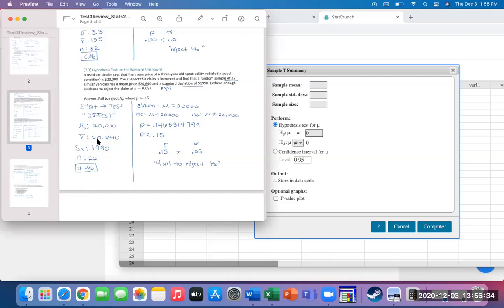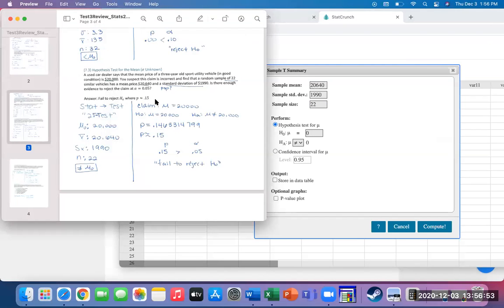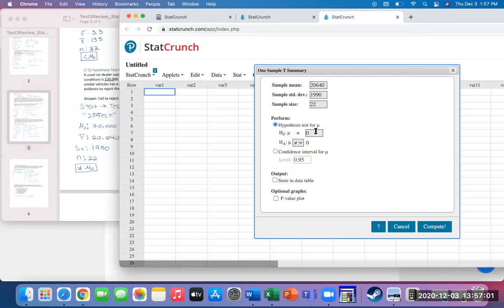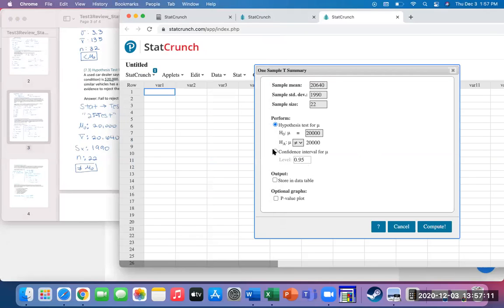So we have a mean, an x bar, of 20,640, a standard deviation of 1990, a sample size of 22, and here we see that we have an alternative claim of not equal to 20,000. So we're going to make sure we have not equal to, and we want to enter 20,000. And our confidence, well, 1 minus 0.05, we get 0.95, so that's good.